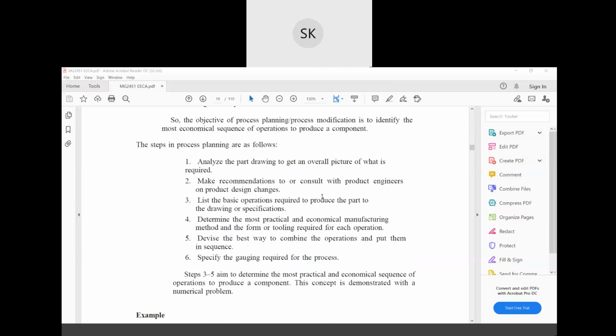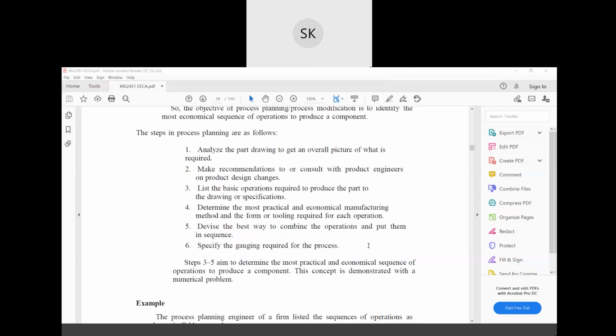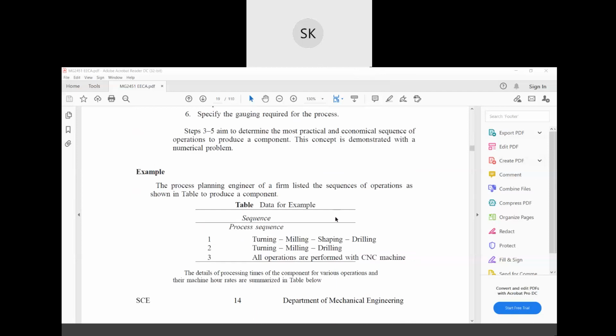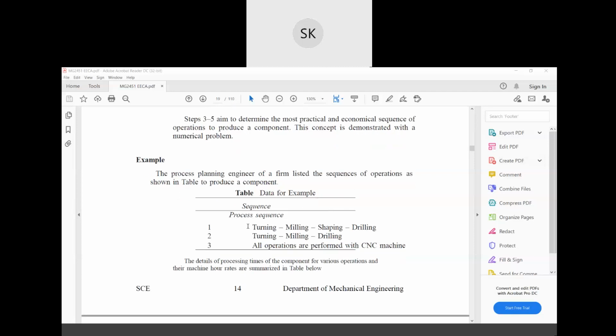Now steps 3 to 5 aim to determine the most practical and economical sequence of operations to produce a component. This concept is demonstrated with a numerical problem. Again, they have given a numerical problem. The process planning engineer of a firm listed the sequence of operations as shown below. Now the sequence is turning, milling, shaping, then drilling. It's an example.